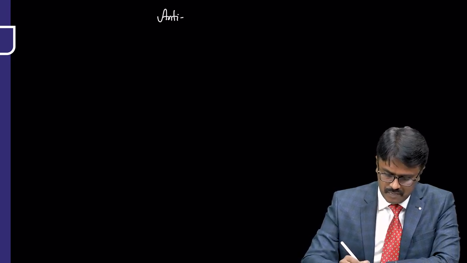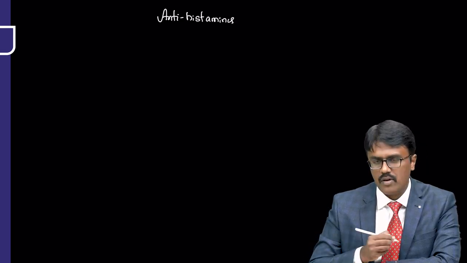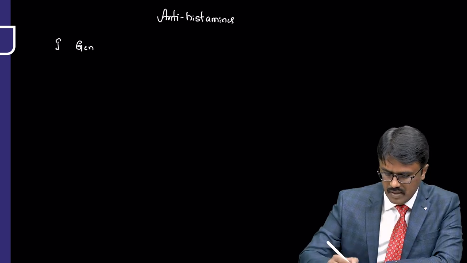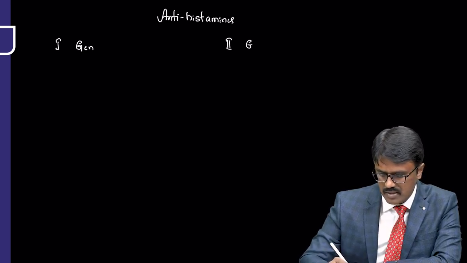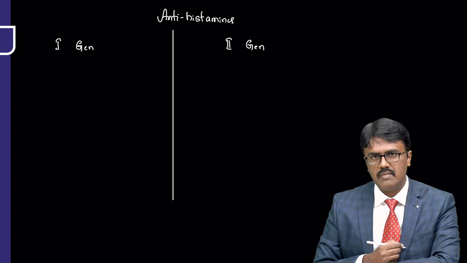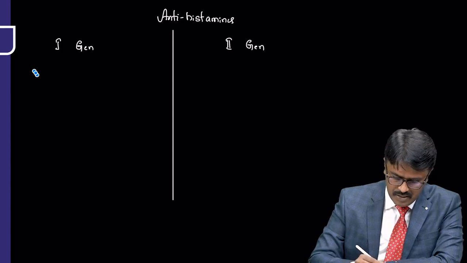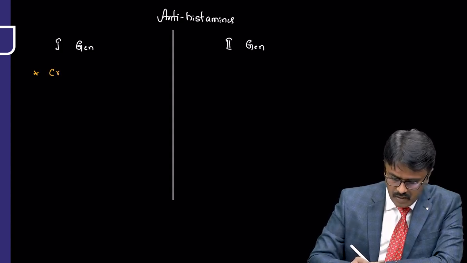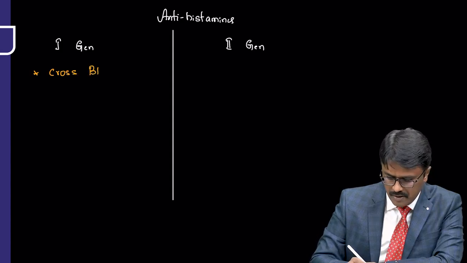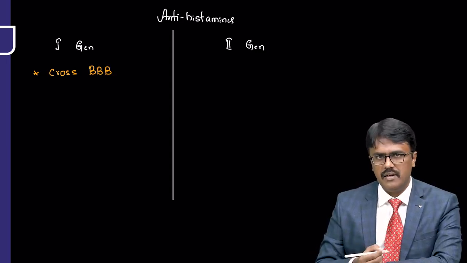Now let me tell you about the antihistamines. Basically, there are two generations: the first generation and then the second generation antihistamines. What is the difference between first and second generation? The first generation cross the blood-brain barrier. Now what happens if they cross the blood-brain barrier? They will enter the brain.